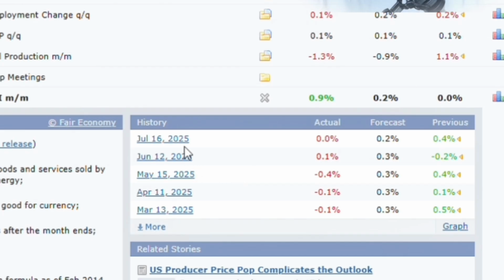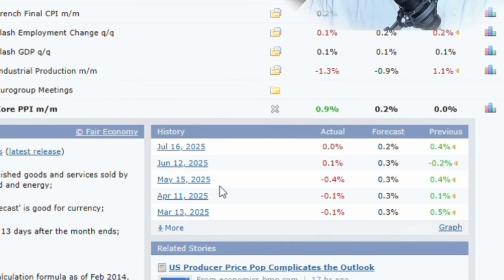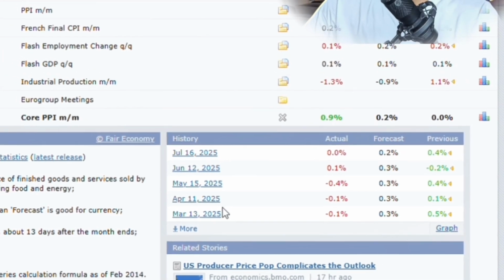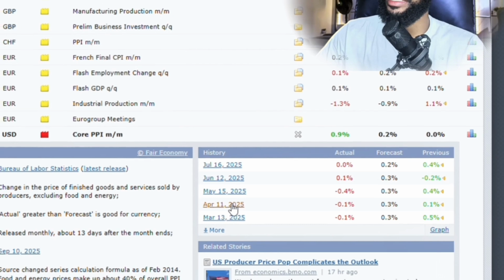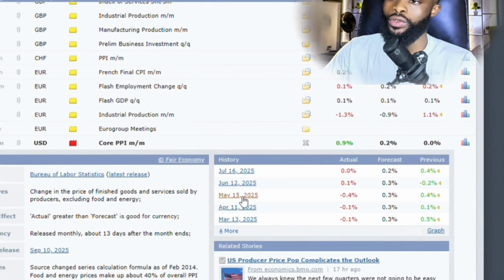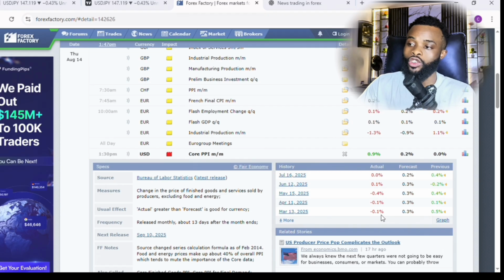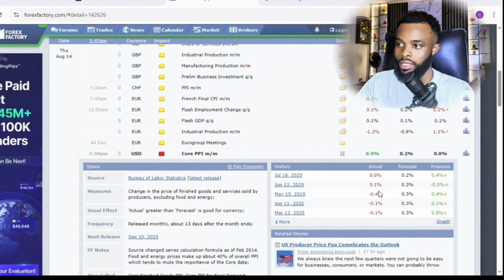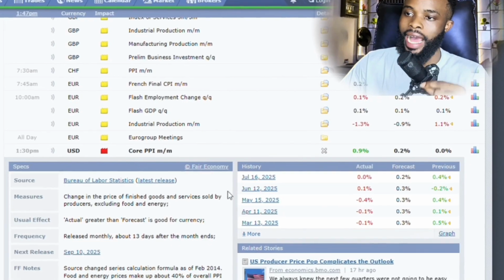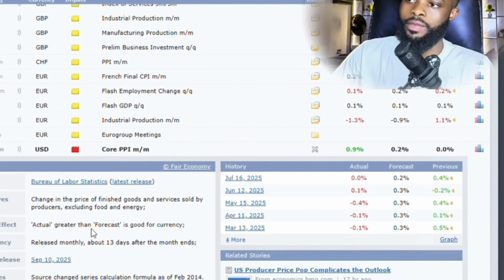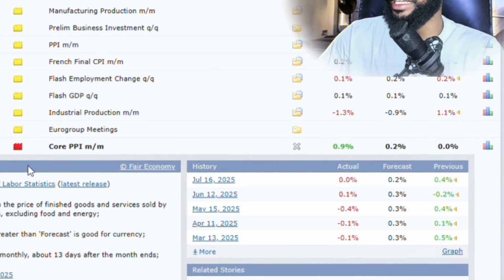Now, looking at the history, these are past related news that were released in the past months. You look at March, April, May, June, and July. This is August. Past related actuals or outcomes that were released on this particular news event were all negative. So let's look at the actual that was released in this particular news on the 14th of August 2025, exactly 1:30 p.m.